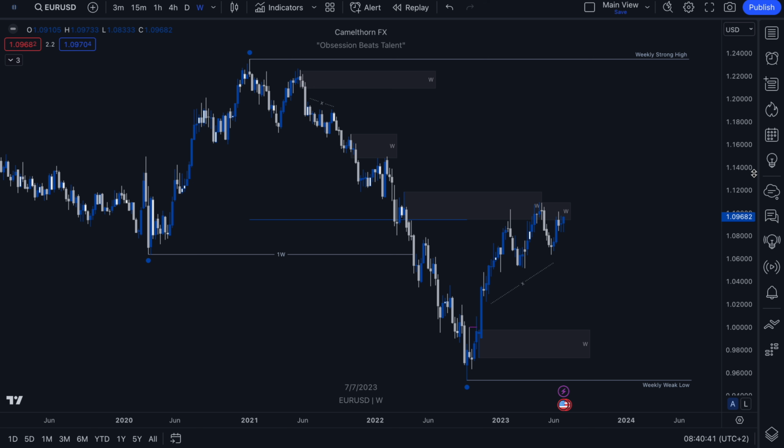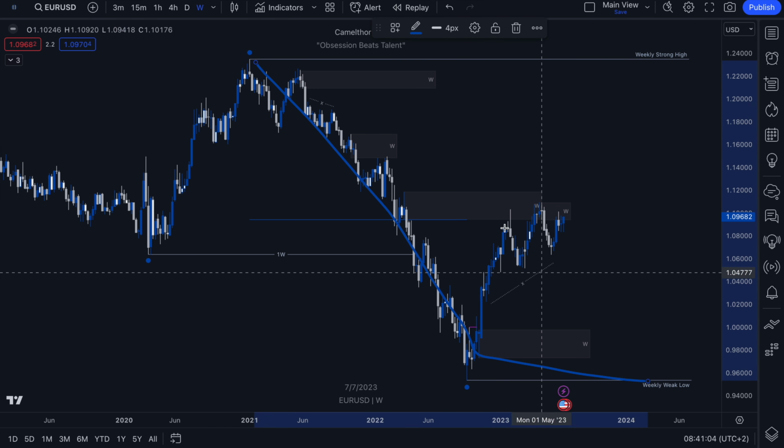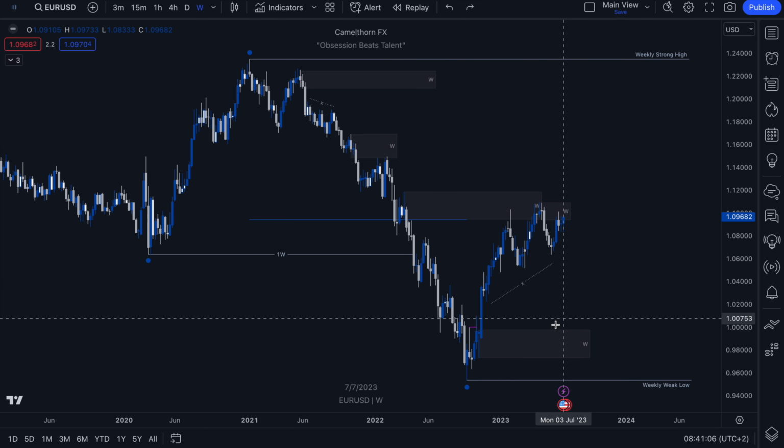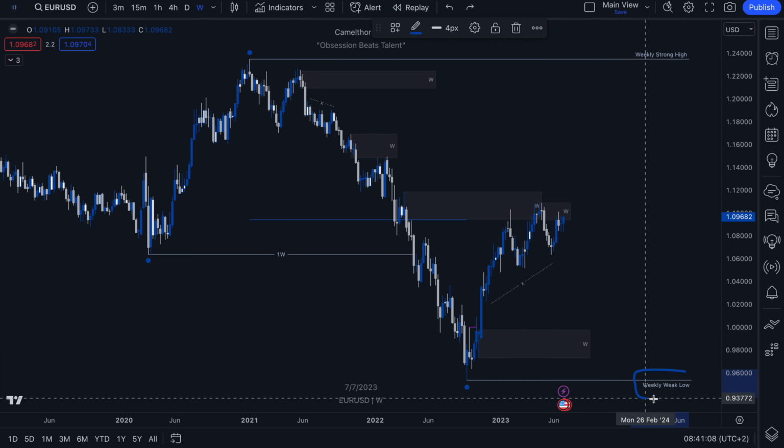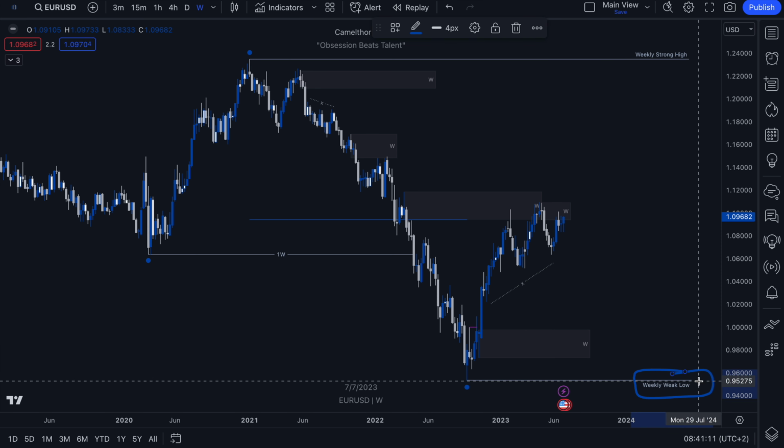So as always, we're going to kick things off here on the weekly time frame. And you can see that overall, as was the case the last time we did our market analysis video, the weekly time frame overall is bearish. We've seen our bearish break of structure in here. This is our larger weekly range. And the anticipation is for price action to go ahead and violate this weak low.